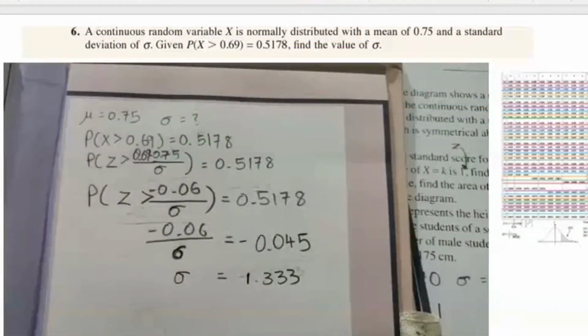And a standard deviation, given P(X > 0.69) equal to 0.5178. Find the value of standard deviation. First, I write the question. Then I find the z-score. Convert to z-score. So it's P(Z > (0.69 - 0.75) over standard deviation) equal to 0.5178.